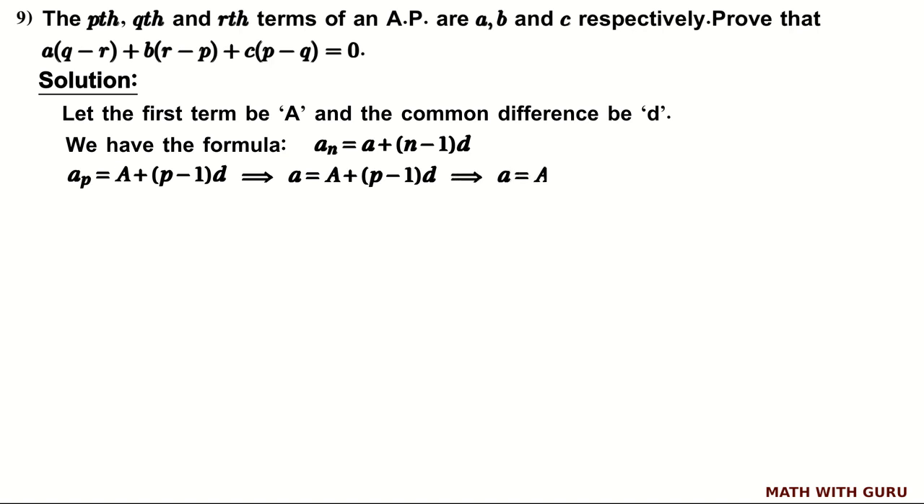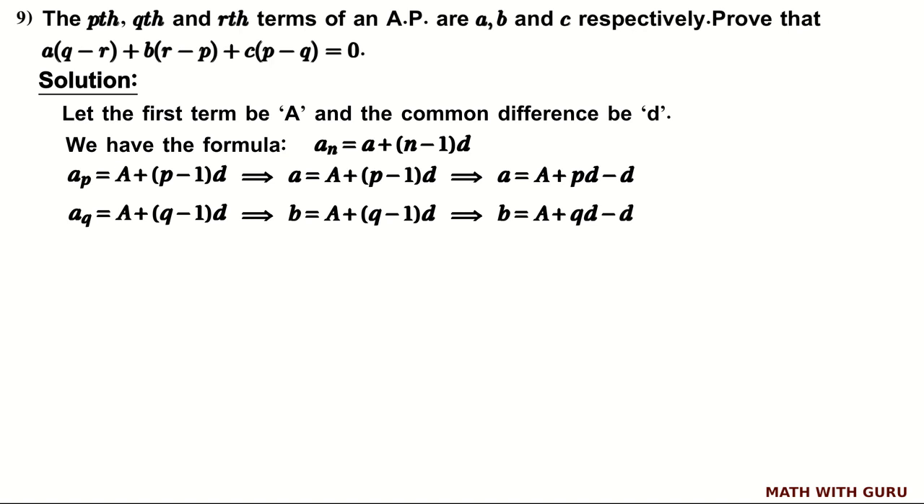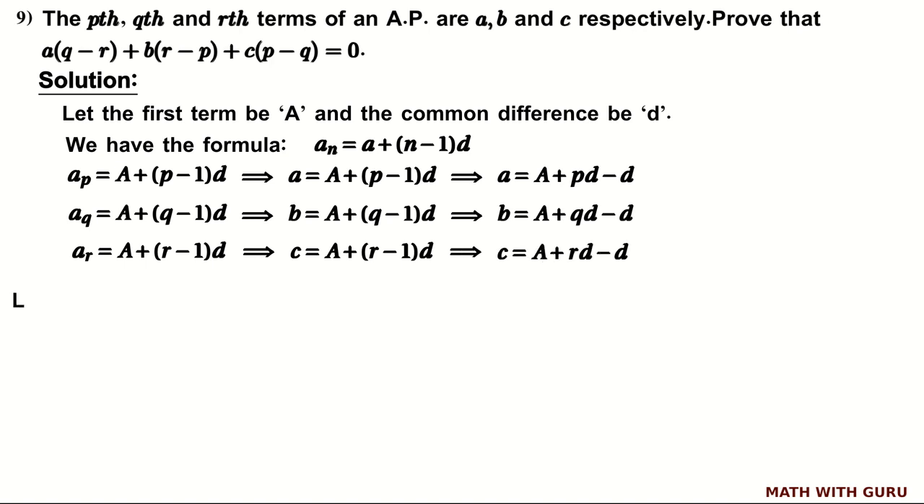Let us open the brackets. a equals A plus pD minus D. Then a q equals A plus q minus 1 into D. Let us proceed as before. b equals A plus q minus 1 into D. b equals A plus qD minus D. a r equals A plus r minus 1 into D. c equals A plus r minus 1 into D. c equals A plus rD minus D.